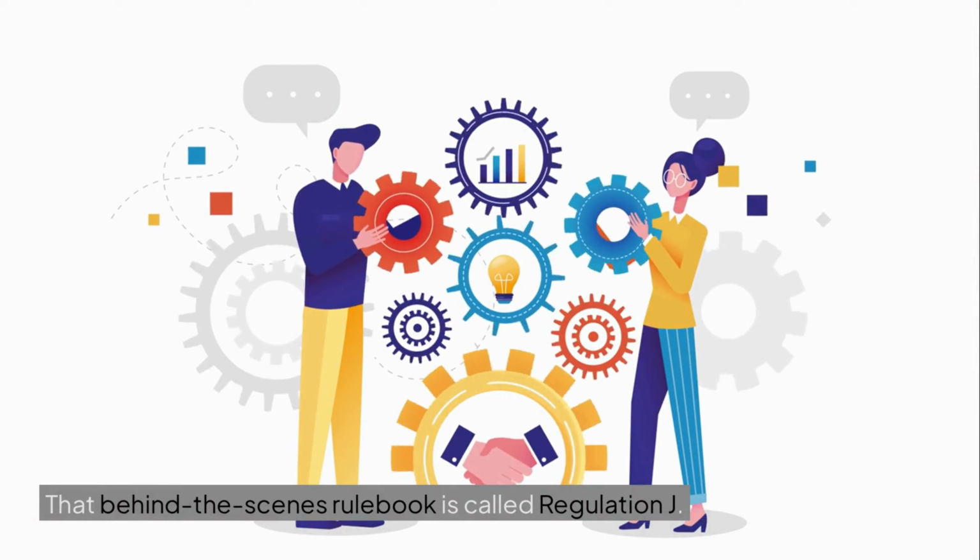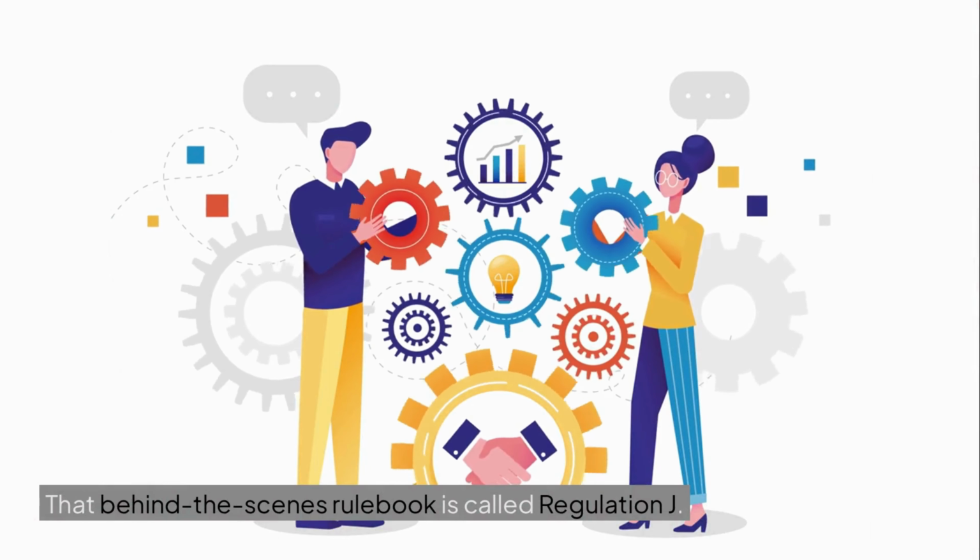What happens after a bank sends a wire, processes a check, or moves money through the Federal Reserve? That behind-the-scenes rulebook is called Regulation J.